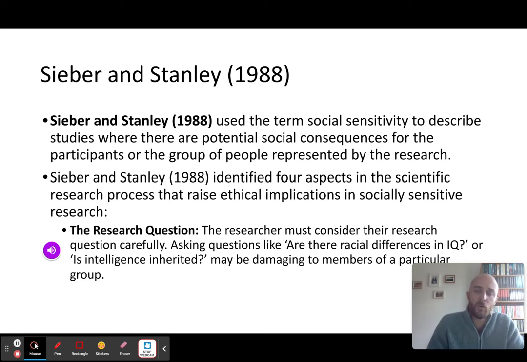So your research question, which you write before your aim, is basically a question aimed at what you are looking at. You've got to word that very, very carefully.